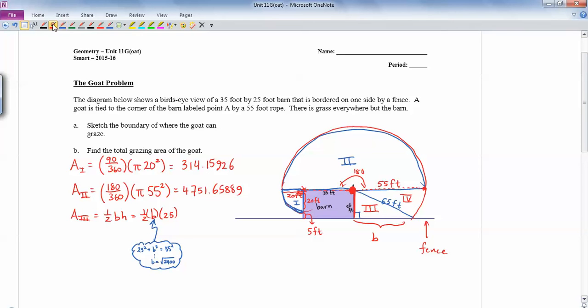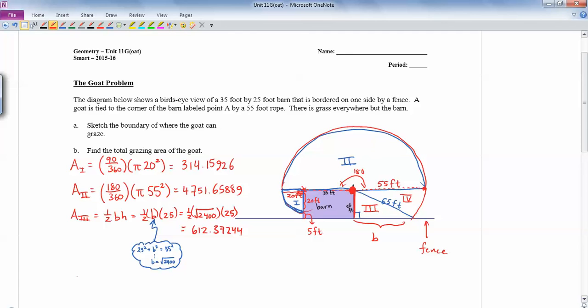Okay, so then this is going to turn into 1/2 root 2400 times 25, and if you plug that all into a calculator, it comes out to 612.37244.